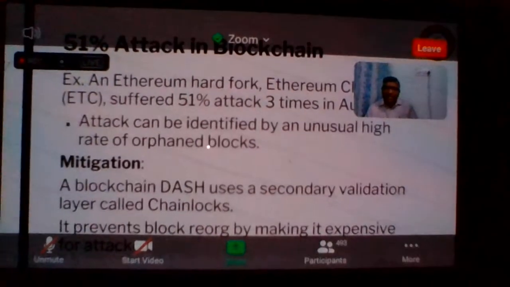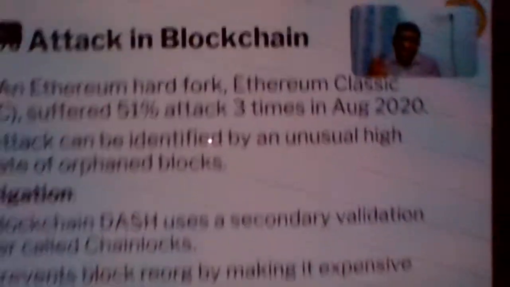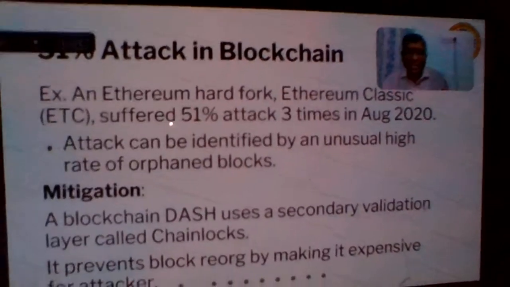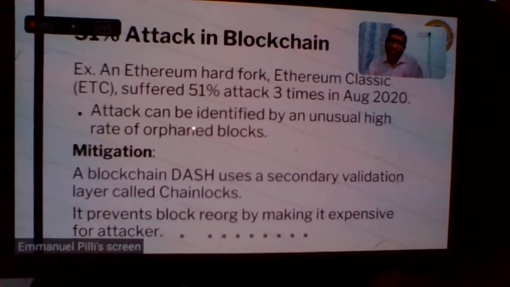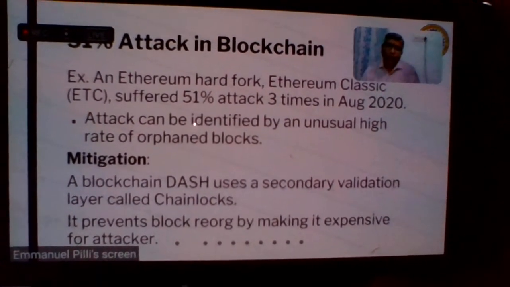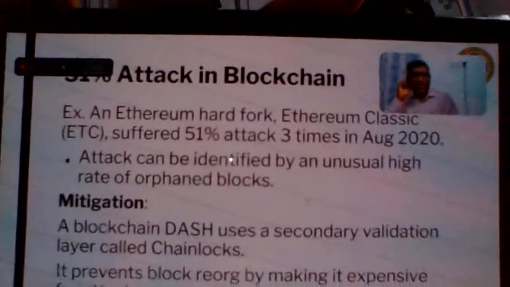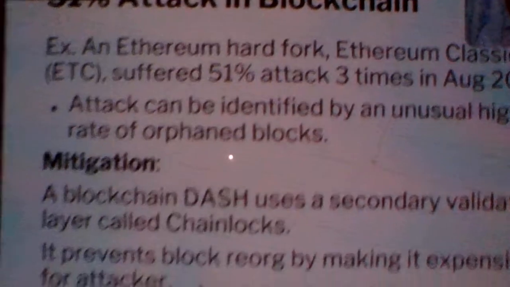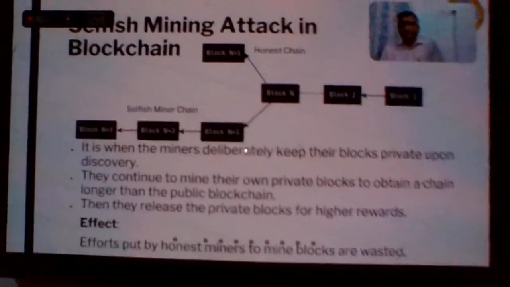They have a mechanism called chain locks, right? So what happens? It prevents block reorganization by making it expensive for the attacker. So there are these variations also that differentiate and separate different blockchains. So that's where for specific reasons you can create different blockchains, right? As Monero we will discuss in some time, we will see that it handles confidentiality and privacy, so that's what is there. So that's 51% right.